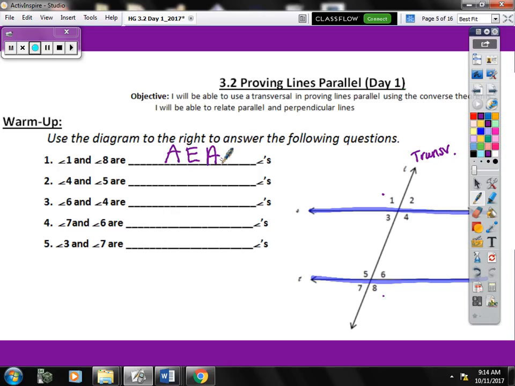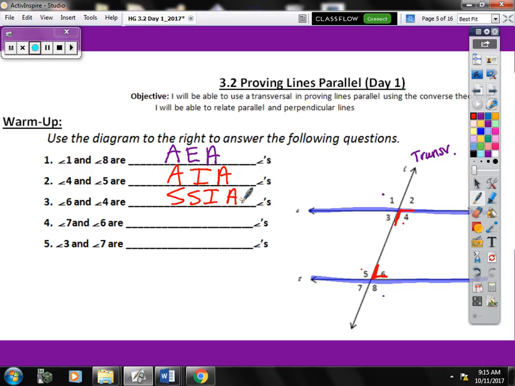How about 4 and 5? 4 and 5. Alternating interior angles. Good. Alternating interior angles. 6 and 4. 6 and 4. Joseph? Same side interior. Good. Same side interior angles.